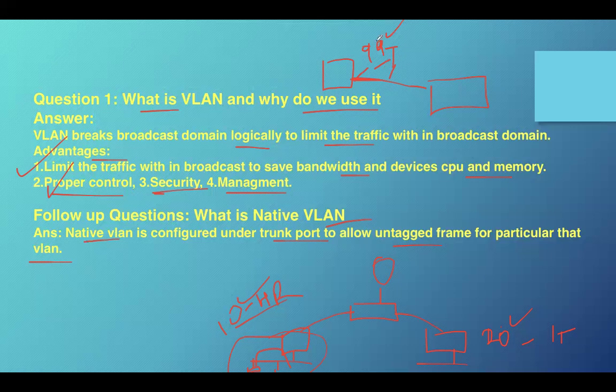Otherwise, if you don't define the native VLAN here, every packet, every frame would be tagged using the ISL or .1Q protocol. So whenever you want to send some untagged frame over the trunk link, you configure the native VLAN, and this is the answer.